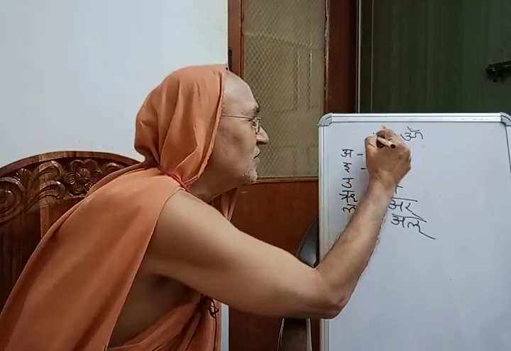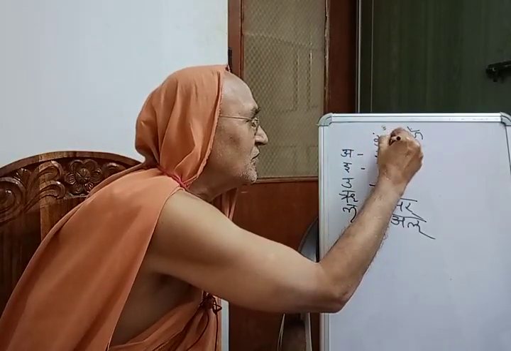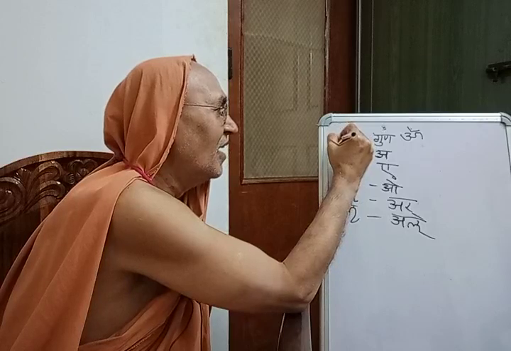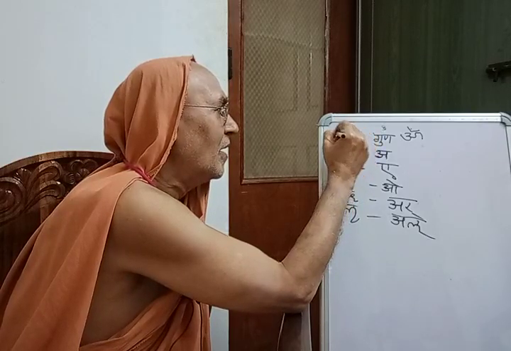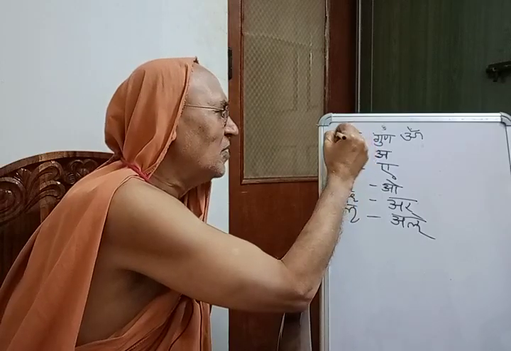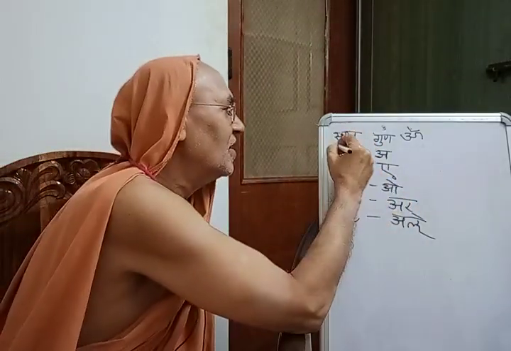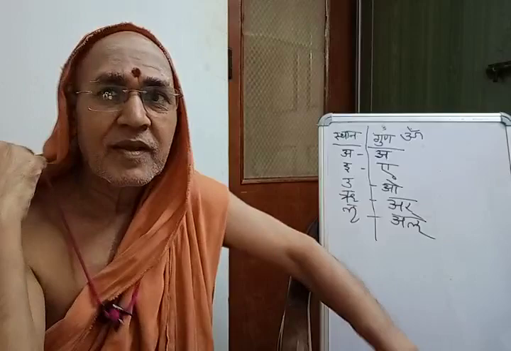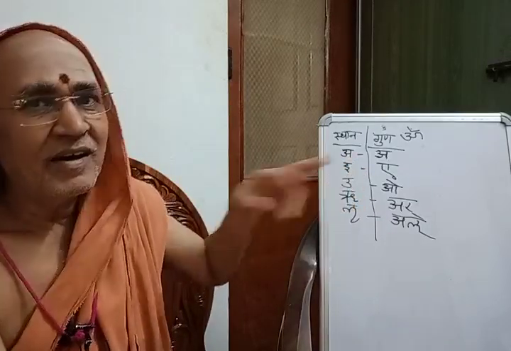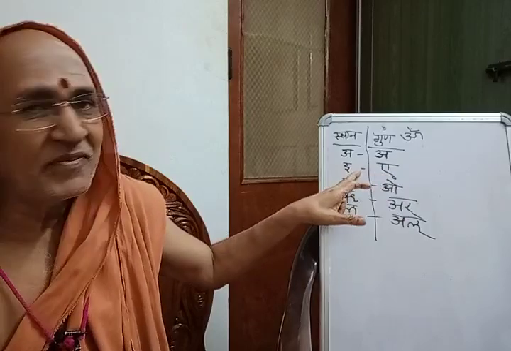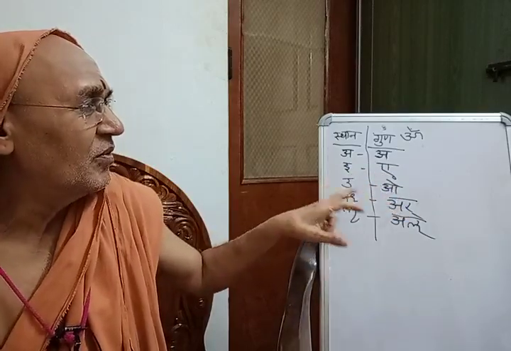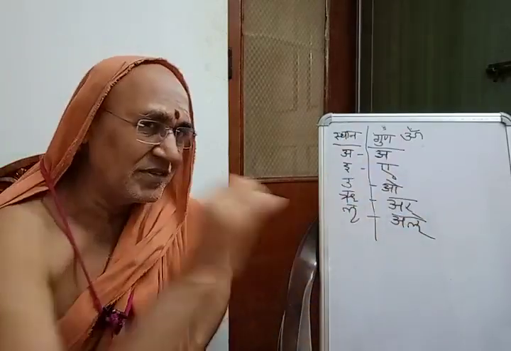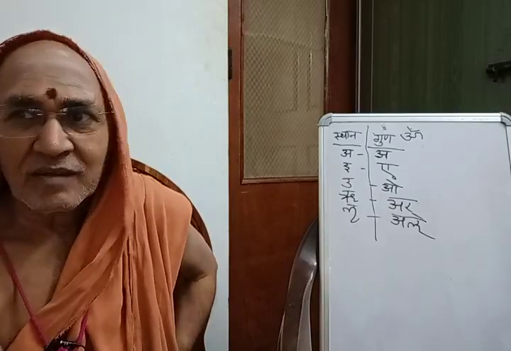These gunas are substitutes in place of what? These are the places, we call them sthana. So in place of these letters they are substituted. In place of A alone, it is easy. A comes in place of E. O comes in place of O. Ar comes in place of Ru. Al comes in place of Lu. So these are the gunas. Wherever a guna letter is, guna comes.